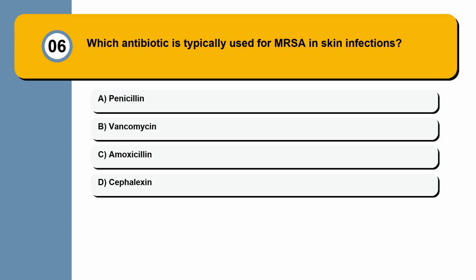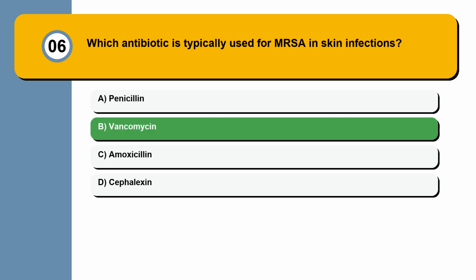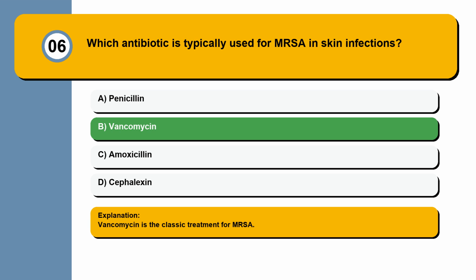Question 6. Which antibiotic is typically used for MRSA in skin infections? Penicillin, vancomycin, amoxicillin, cephalexin. Vancomycin is the classic treatment for MRSA.